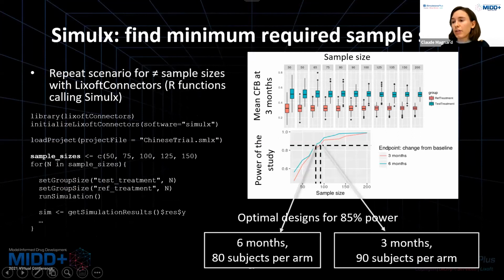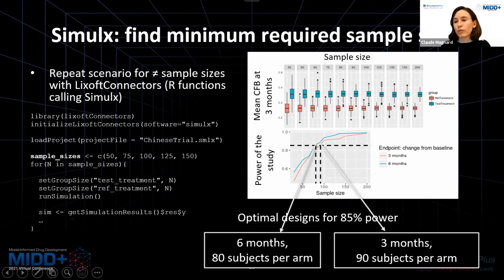This API is available with the R package Lixoft connectors, which comes with the installation of the Monolix suite, and it contains a list of R functions that allow to create, modify, or run a Monolix or a Simulx project directly from R. You can use it like this in this script to test any sample size, simulate the corresponding groups in a loop. You have a for loop here, and you get the results in an R table. Here I show only the beginning of the script because the rest is just post-processing to compute endpoints.